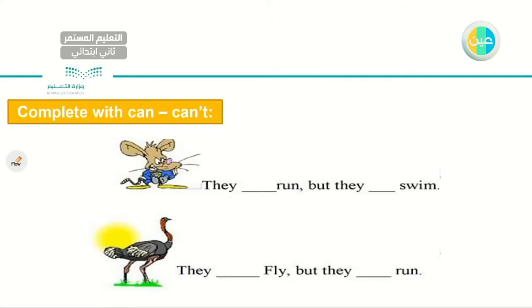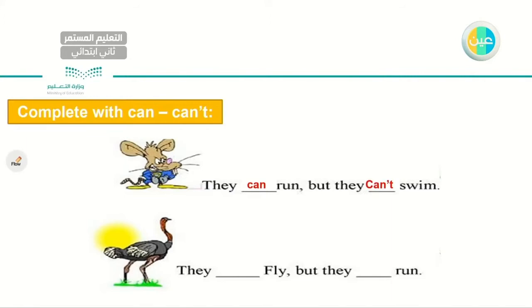For the first picture, I have a mouse, okay? They run, but they swim. But like give the construct, okay? They can run, right? They can run, but they can't swim. Very good. They can run, but they cannot swim.